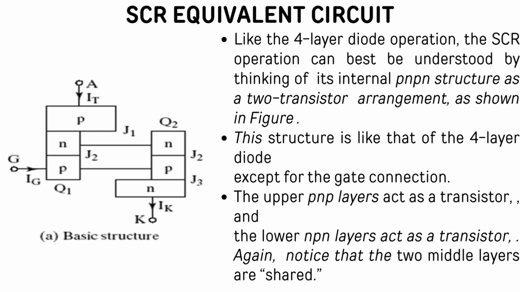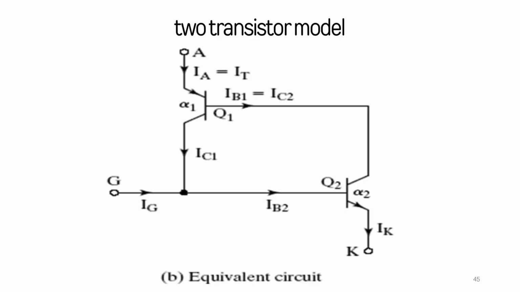SCR equivalent circuit. Like the four-layer diode operation, the SCR operation can best be understood by thinking of its internal PNPN structure as a two transistor arrangement, as shown in the figure. This structure is like that of the four-layer diode, except for the gate connection. The upper PNP layer acts as a transistor and the lower NPN layer acts as a transistor. Again, notice that the two middle layers are shared. The figure represents the two transistor model of the SCR.